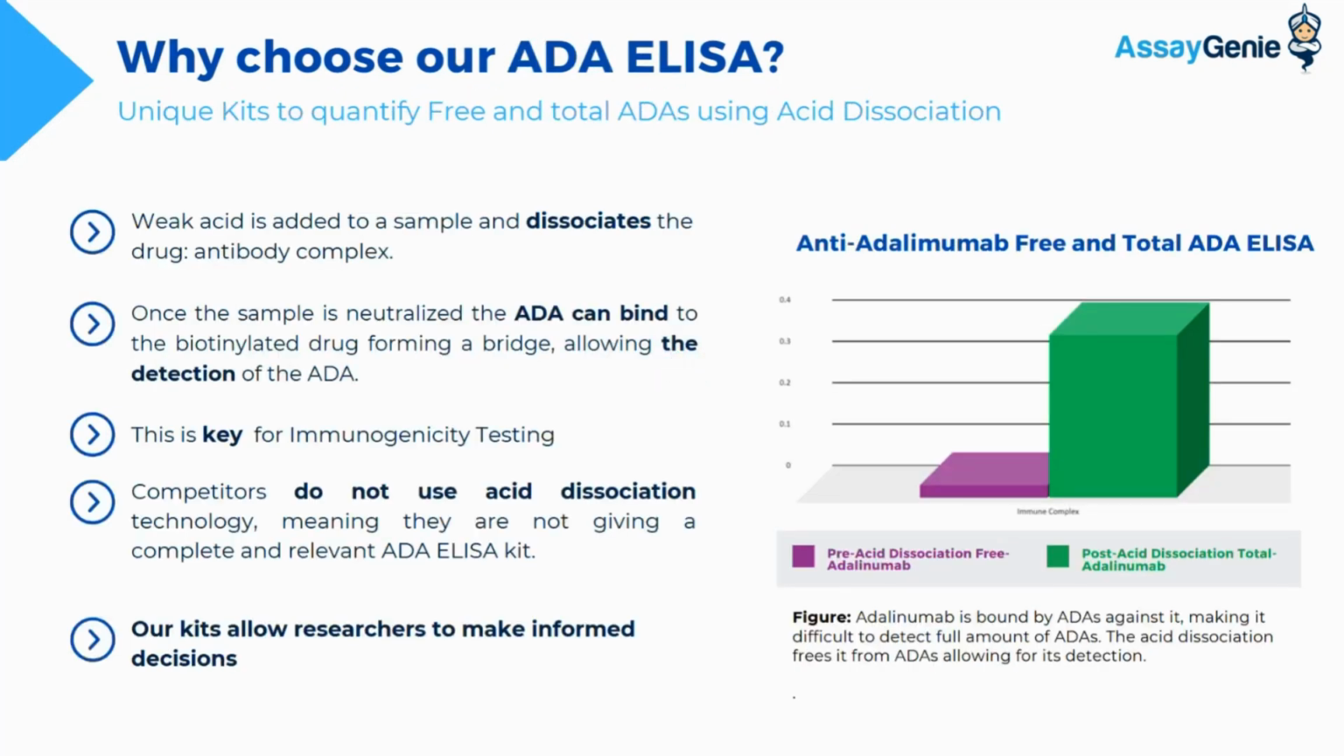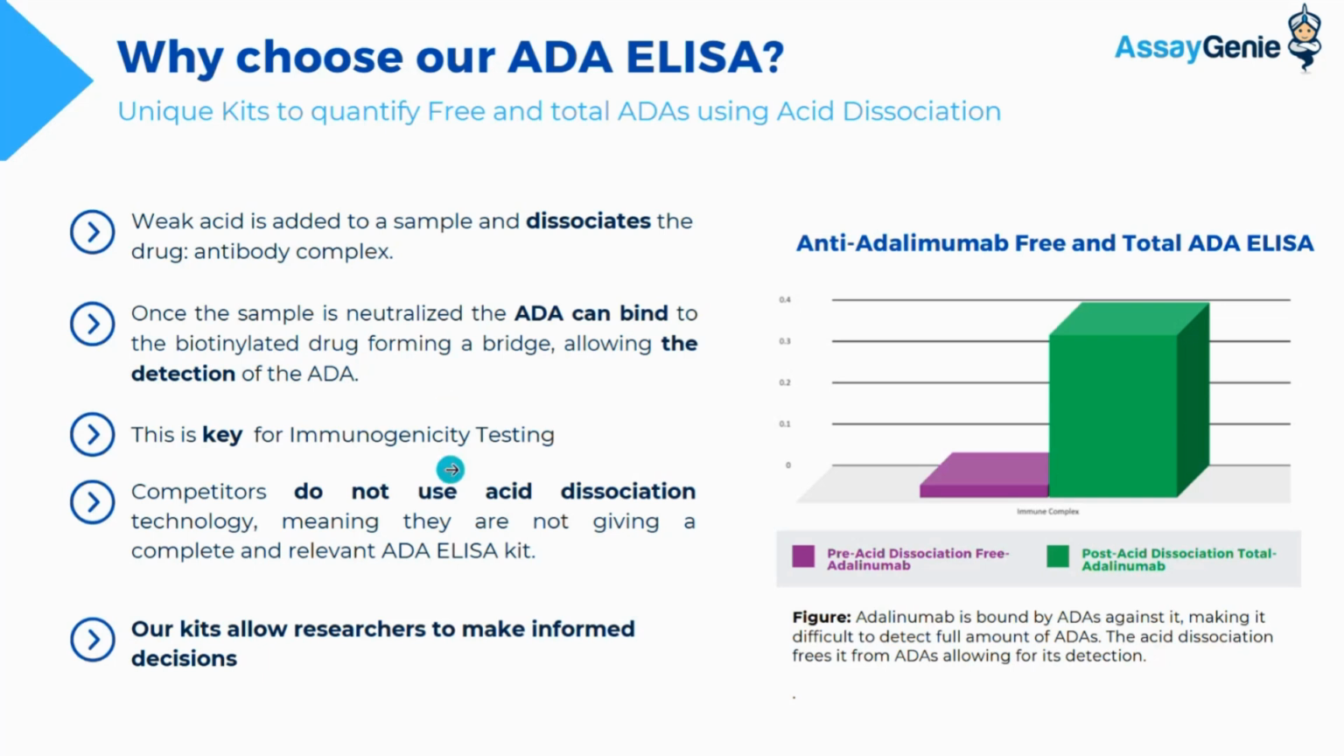And lastly, why anyone should choose our ADA ELISA kits is because these are extremely unique, because they can be used to quantify both the free and total ADAs using acid dissociation. And in our ELISA kits, we add a weak acid to the sample, which dissociates the drug antibody complex. And once the sample is neutralized, the ADA can then bind to the biotinylated drug, forming a bridge and allowing the detection of the ADA. This is very important and key for immunogenicity testing.